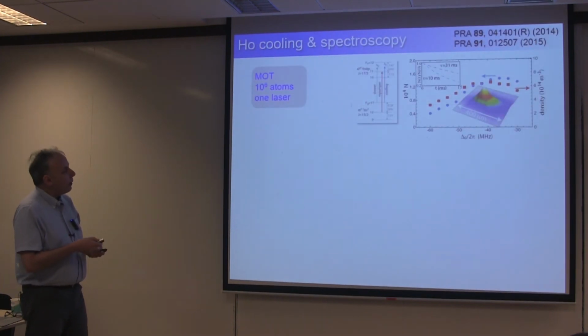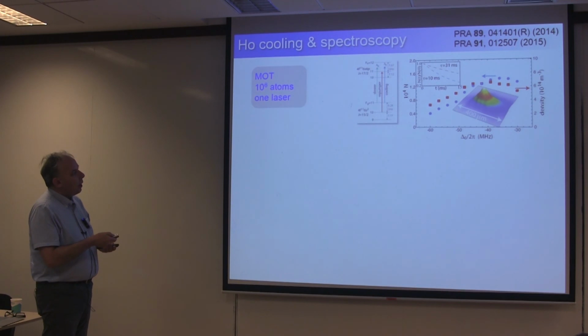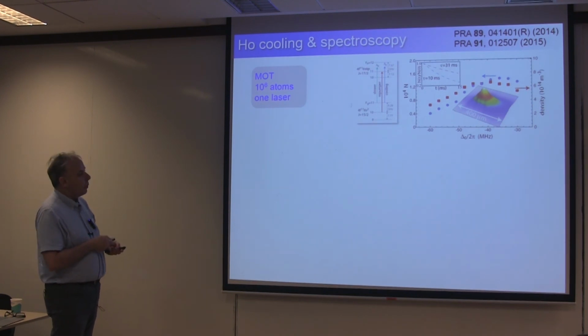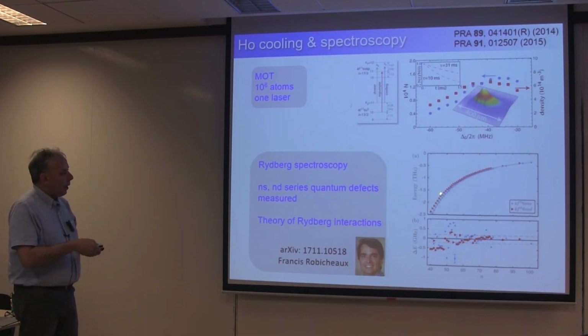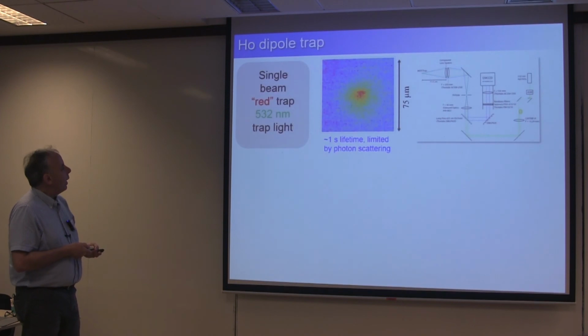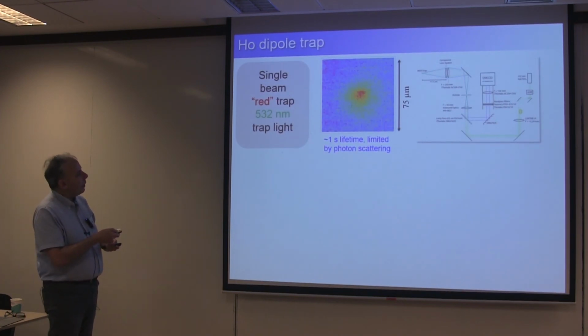So the last couple of years in my group, we've been doing laser cooling of holmium. You can actually make a very simple MOT. You don't need a repumper. It just takes one laser. So we easily get MOTs with 1 million atoms or a few million atoms. We've also done Rydberg spectroscopy on this atom and identified well-behaved Rydberg series. And we now have a fairly complete theory of the Rydberg interaction of these more complex atoms. And so we've started working on optical trapping of these. And here's some recent unpublished data showing dipole trapping of a few holmium atoms in a red detuned trap.